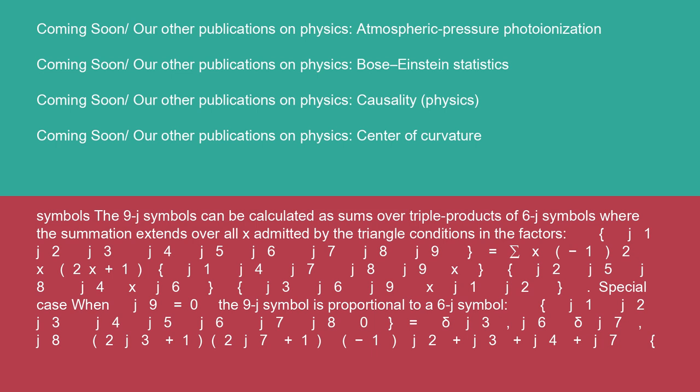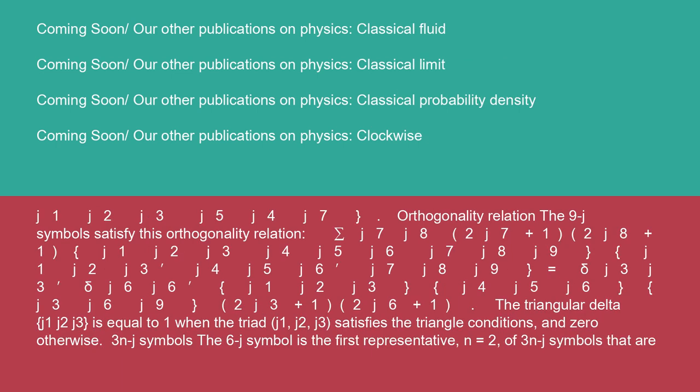Special case: when j9 equals 0, the 9J symbol is proportional to a 6J symbol. It equals delta j3 j6, delta j7 j8, divided by the square root of (2j3+1)(2j7+1), times (-1)^(j2+j3+j4+j7), times a 6J symbol with j1, j2, j3 on top and j5, j4, j7 on the bottom.